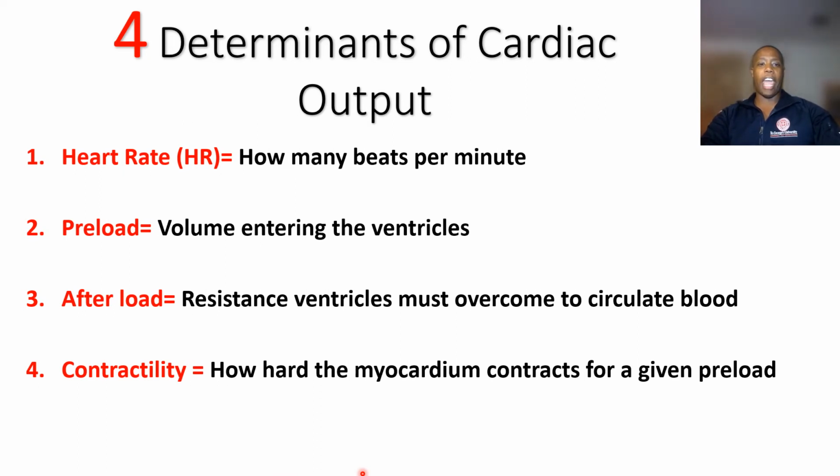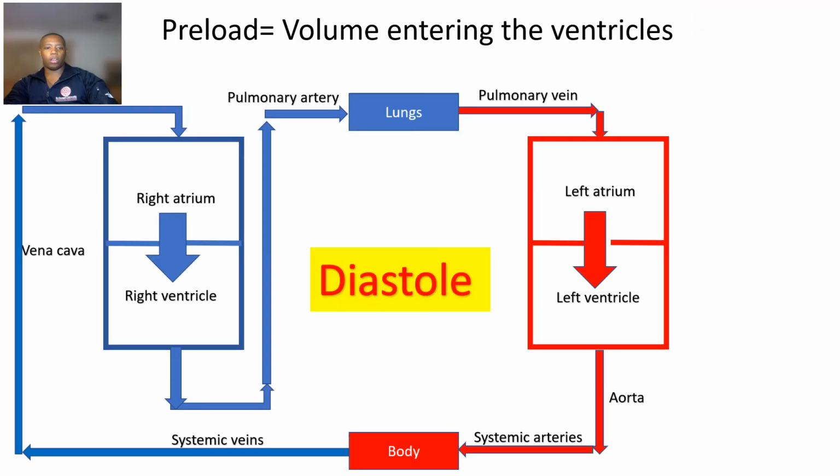So next we're going to look at the diagram and put these definitions with the diagram to make this a little bit easier to remember. So next we're going to look at preload. This is going to be volume entering the ventricles. Basically whenever the atriums contract, they're going to push blood into the ventricles. That blood that is being pushed into your ventricles at that time is going to be your preload.